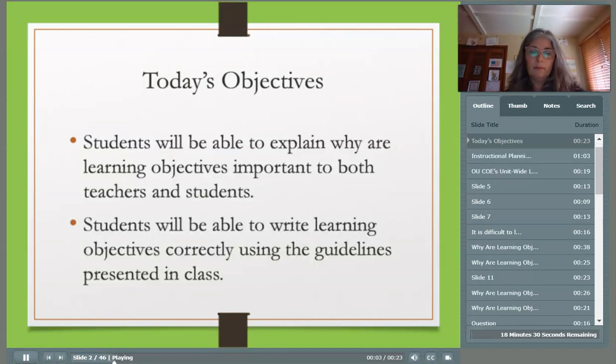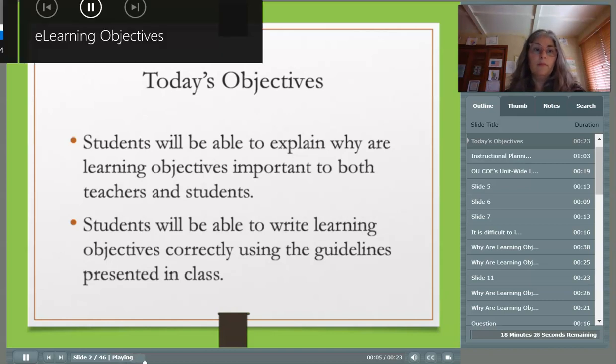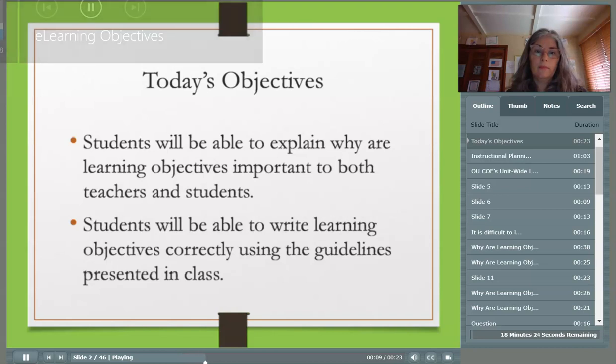Rather than beginning with an agenda, I thought I would start by showing you our objectives for the day, since we will be discussing how to write objectives. So by the end of this module, you should be able to explain why learning objectives are important, and also be able to write them correctly using the guidelines we have presented.